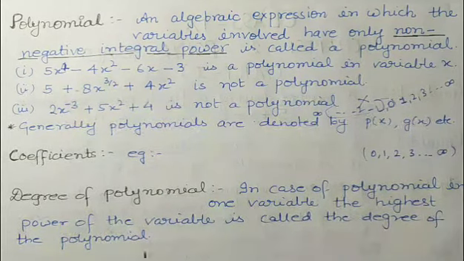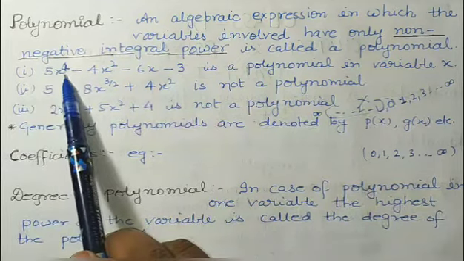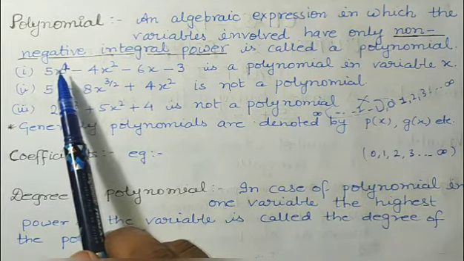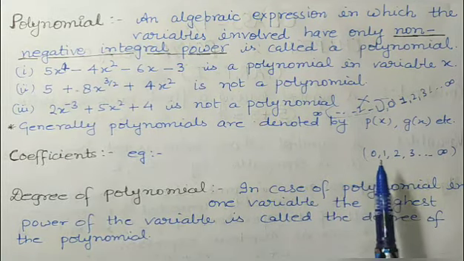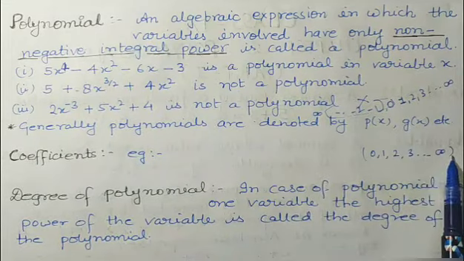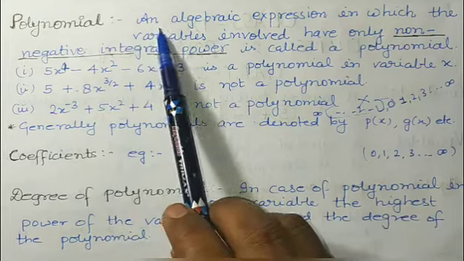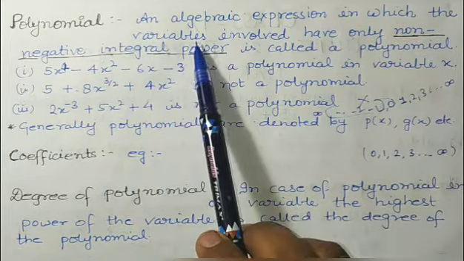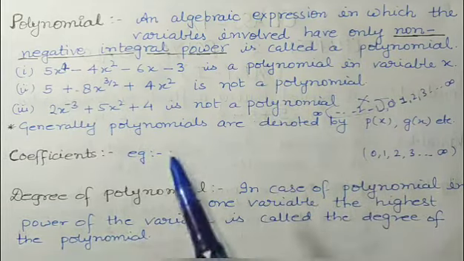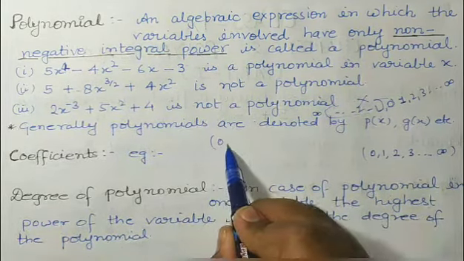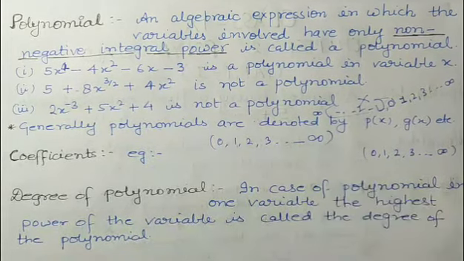So the condition of a polynomial is what? The variable involved should have only non-negative integer powers, that is, power only 0, 1, 2, 3 and so on till infinity. So this statement is written like this: an algebraic expression in which the variables involved have only non-negative integral power. Non-negative integral power means the power should only be 0, 1, 2, 3 and so on till infinity.